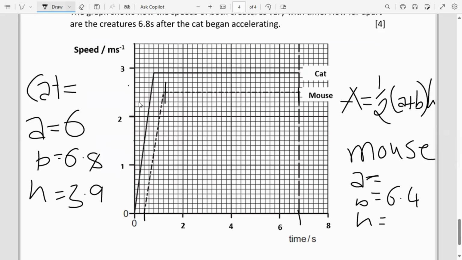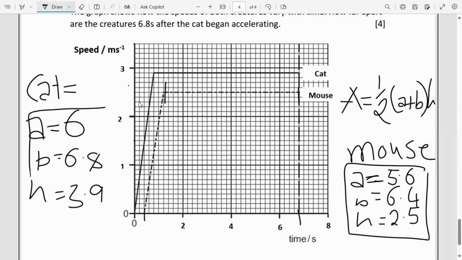So that means we're going to have 5.6 as our A. What about our height? Our height is 2.1, 2.2, 2.3, 2.4, 2.5. So our height is 2.5. Okay, so this is the data that we're going to use in our formulas to find the distance covered by the cat and the distance covered by the mouse, respectively.